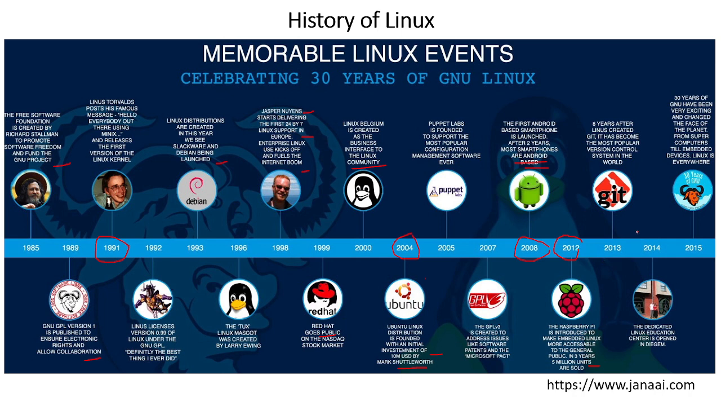In 2013, Git also introduced distributed version control. Then in 2014, several Linux education centers were also opened. So this is a brief overview of Linux. In 2021, we had the 30 years celebration of the GNU General Public License and Linux. Okay, so this is the brief history of Linux.